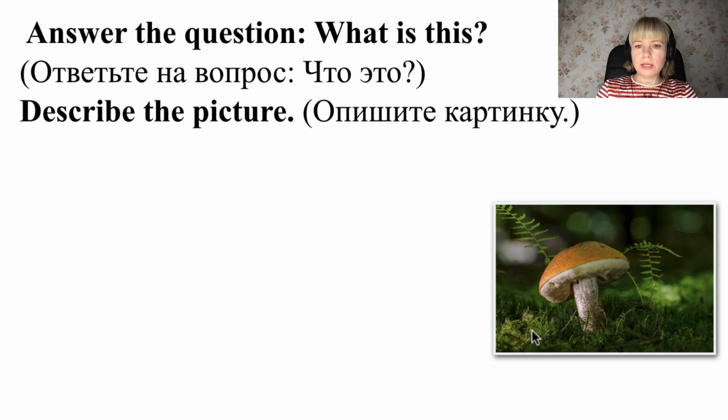Это гриб. It's a mushroom. Это хороший гриб. It's a nice mushroom. Это коричневый гриб. It's a brown mushroom. Это свежий и вкусный гриб. It's a fresh and delicious mushroom. Это неплохой гриб. It isn't a bad mushroom. Это хороший, свежий и вкусный гриб. It's a nice, fresh and delicious mushroom.